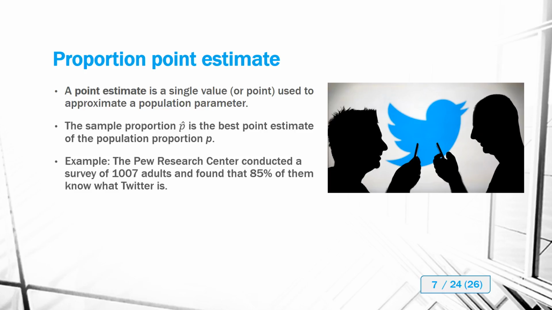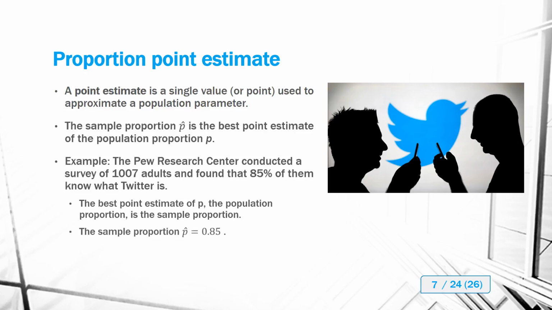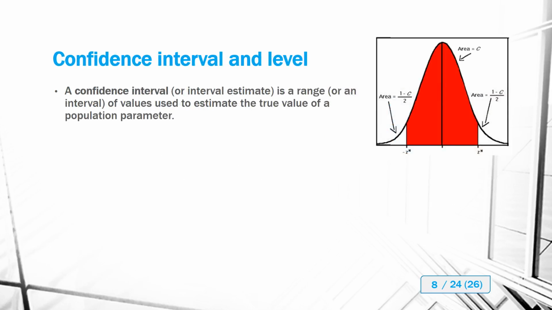Here's an example. The Pew Research Center conducted a survey of 1,007 adults and found that 85% of them know what Twitter is. So the best point estimate of p, the population proportion, is the sample proportion. That means the sample proportion p hat 0.85, this is the best point estimate of the population proportion.